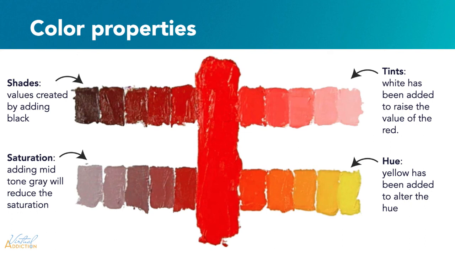Finally, we have saturation, which refers to the intensity or purity of the color. A specific hue can have a vibrant or dull saturation, and anything in between. A specific color is most intense when it is not mixed with white or black.